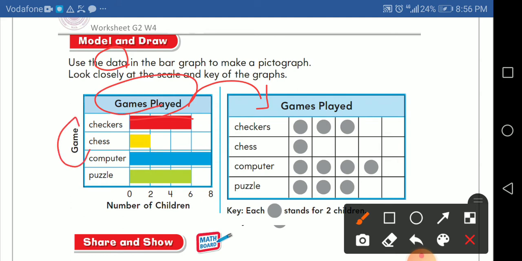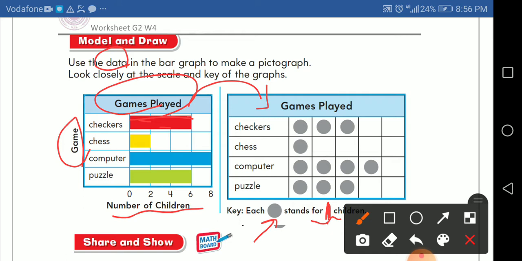And I have here the names of the games, and I have here the number of children. So for the checkers, how many children? 1, 2, 3. So each circle here stands for 2 children. So what have I got here? For 1 child, not 2. It's written wrong here, 1. So we write 1 here instead of 2.